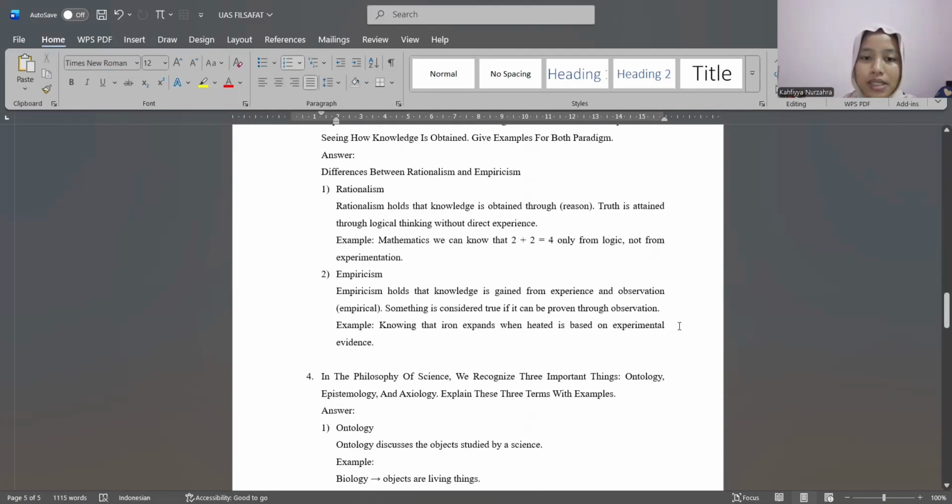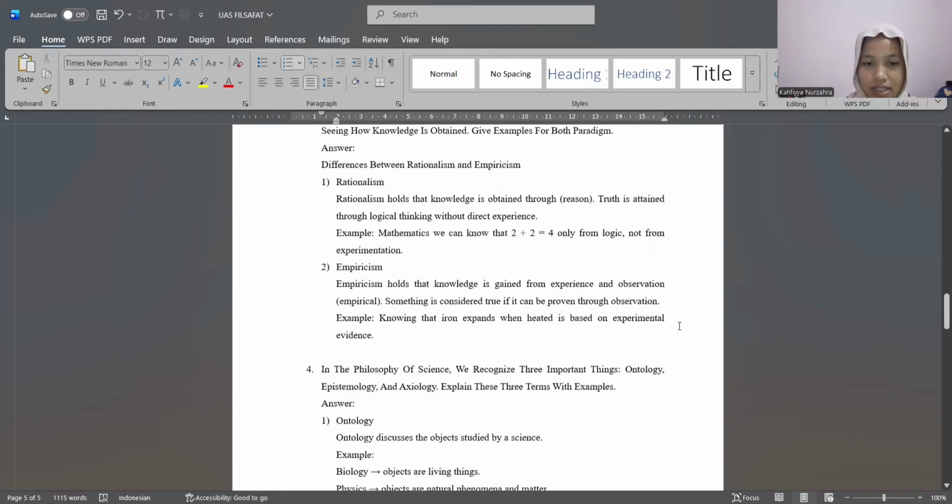2. Empiricism. Empiricism holds that knowledge is gained from experience and observation. Something is considered true if it can be proven through observation. Example, knowing that iron expands when heated is based on experimental evidence.